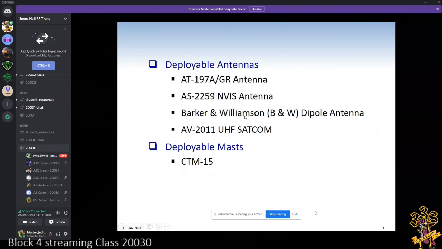And the Barker and Williamson, which we call the B&W dipole antennas, another one you will do in lab. And the AV2011 UHF SATCOM antenna. So these are 4 antennas that you will be doing in your labs. We also will be doing the deployable mast, the CTM-15, it's 15 meters high. It's just a mast. It's not an antenna. It's just a support pole that you can put antennas on. I forget what the C stands for. It's something telescoping mast, 15.